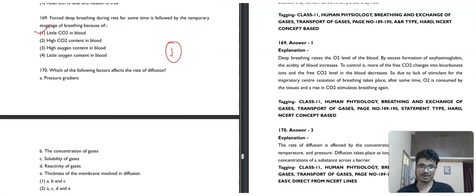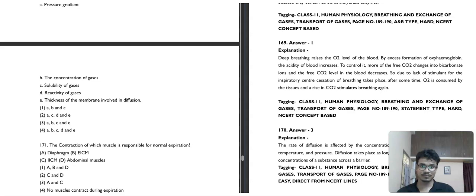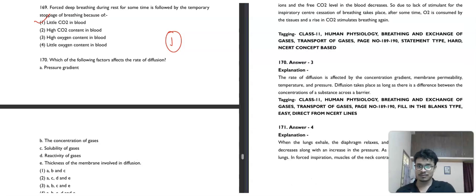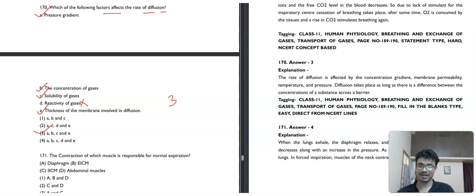Then question number 170. It is saying which are the factors affecting the rate of diffusion. So what are the factors that basically affect the rate of diffusion? It is the pressure gradient, then the concentration of the gases, then the solubility of the gases, and also the thickness of the membrane involved in diffusion, but not the reactivity of the gases. So our correct answer will be option number 3, A, B, C, E. Those are the factors that affect the rate of diffusion.